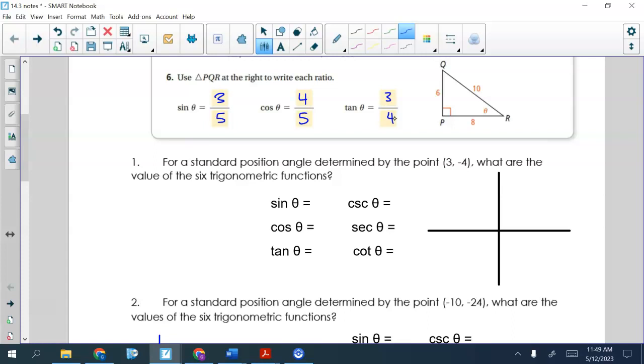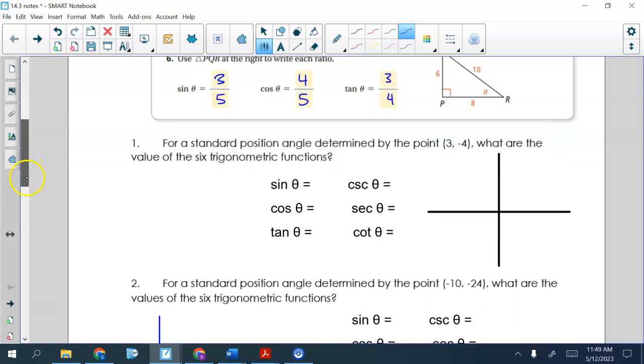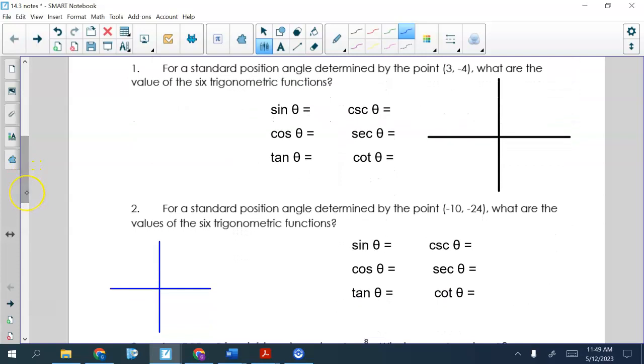For a standard position angle determined by the point (3, -4), what are the values of the 6 trig functions? All right, so figure out where (3, -4) is. So we're going 3 to the right and down 4. We're on 1, 2, 3, and then down 4. Okay, so we're talking about that angle of your triangle. So then what you could do is connect it back to the origin and make a right triangle out of it.